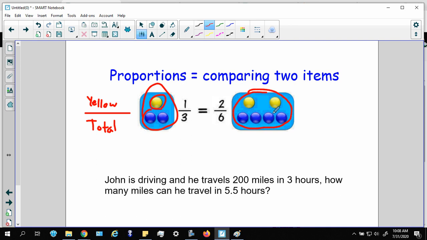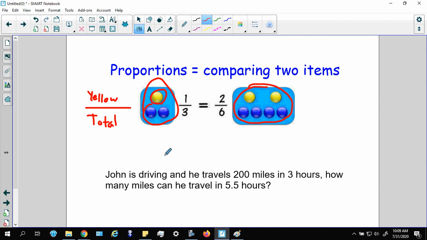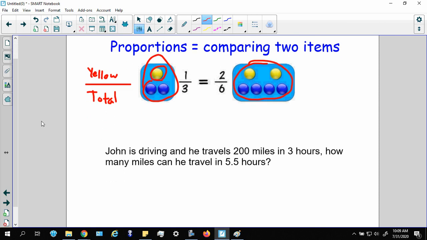Now, steering that away from shapes and actually going to a couple of questions is where we're really going to spend most of our time. This first example here is not on the worksheet. It's just a warm-up problem, trying to highlight a couple things. We have a question. John is driving and he travels 200 miles in 3 hours. How many miles can he travel in 5.5 hours?